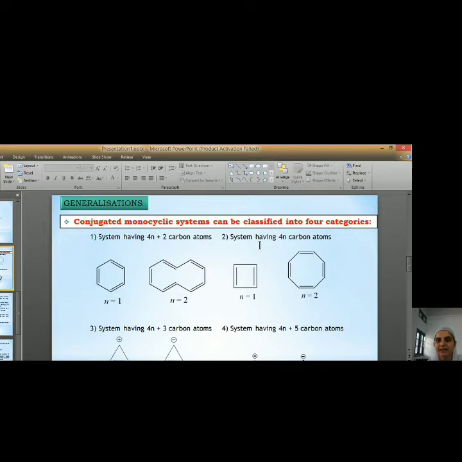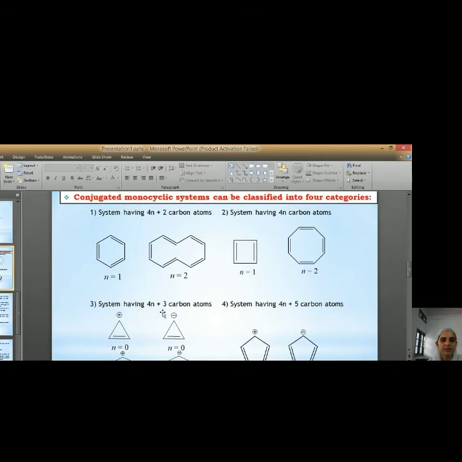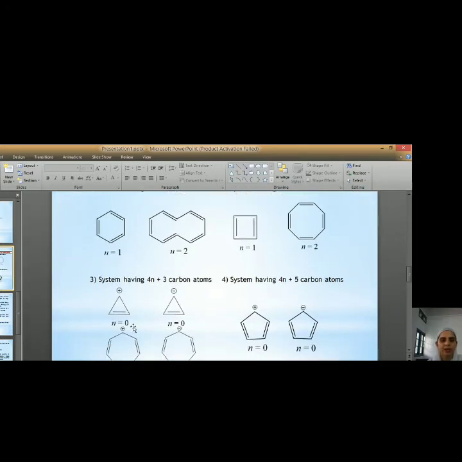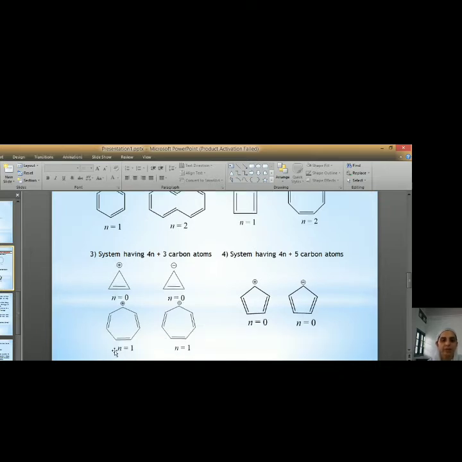Now the second system is the system having 4n carbon atoms. In this case, if we put n equal to 1, we will get cyclobutadiene. If we put n equal to 2, we will get cyclooctatetraene. The third system is the system having 4n plus 3 carbon atoms. In this case, if we put n equal to 0, then we will get 3 carbon atoms and 3 carbon atoms can constitute a ring. So when we put n equal to 0, we get the cyclopropenyl system. If we put n equal to 1, we get the cycloheptatrienyl system.